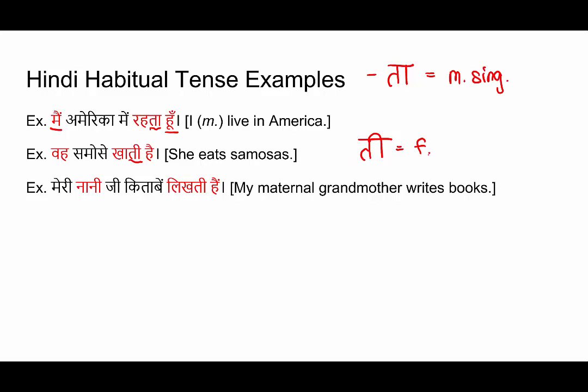मेरी नानी जी किताबें लिखती हैं. My maternal grandmother writes books. So nani ji refers to maternal grandmother. And in this case, since we're being respectful, we use हैं because we're considering nani ji to be plural. However, nani ji is still feminine, which is why the modified infinitive would have the suffix ti.